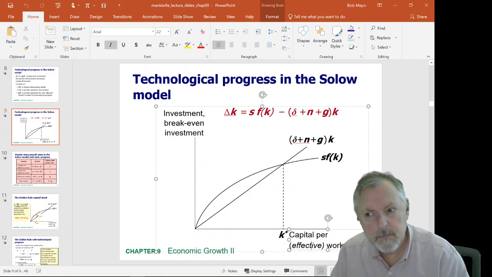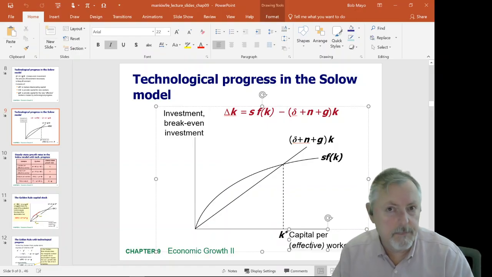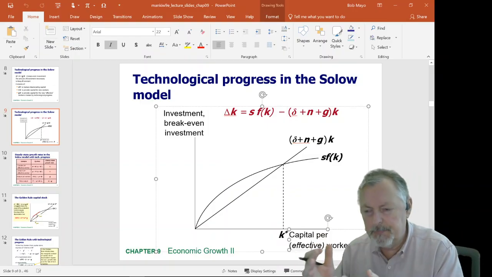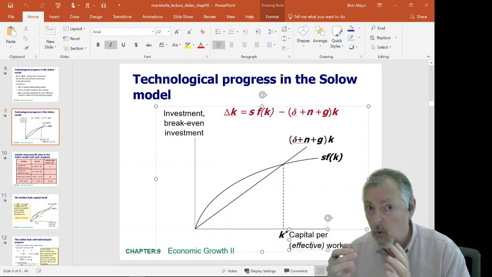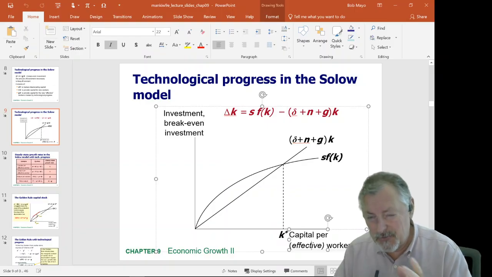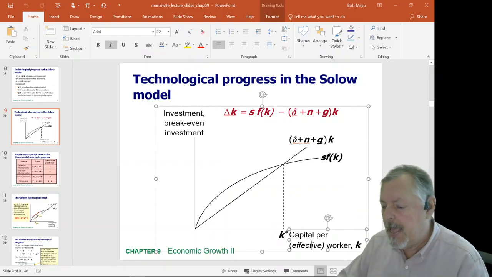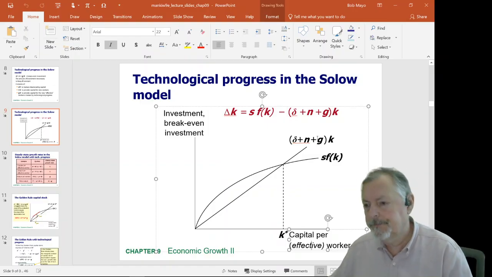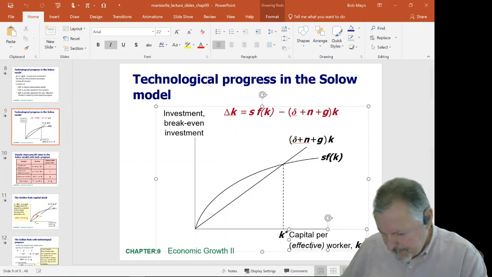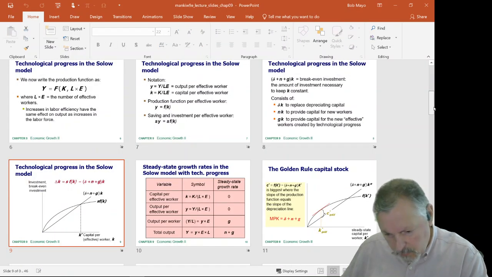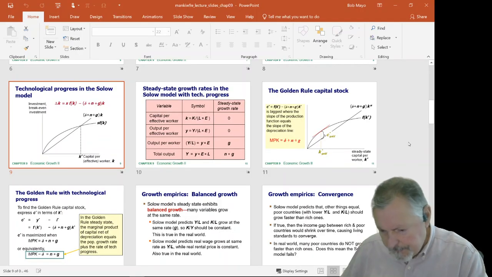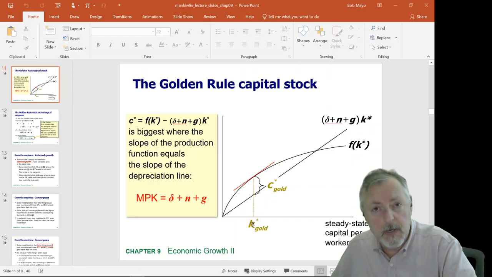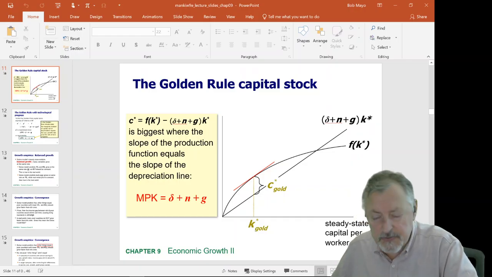Cultural norms are technology. Religion is technology. Here we're using a very simplified version where it's a little bit more like the English use of the word. It's anything that lets workers be more productive. That's not capital. So, you get a new golden rule level of effective capital per worker in a steady state.